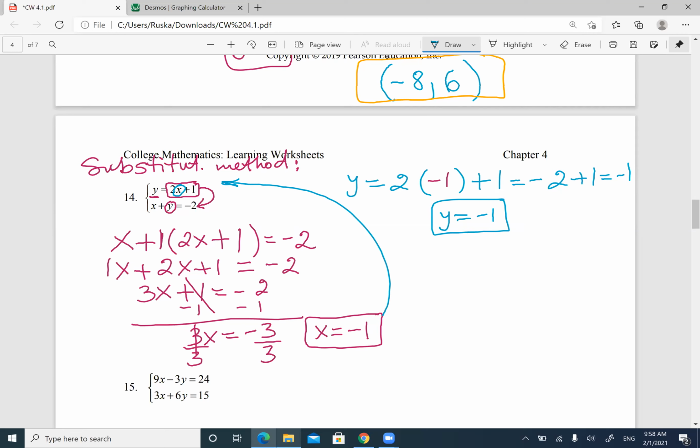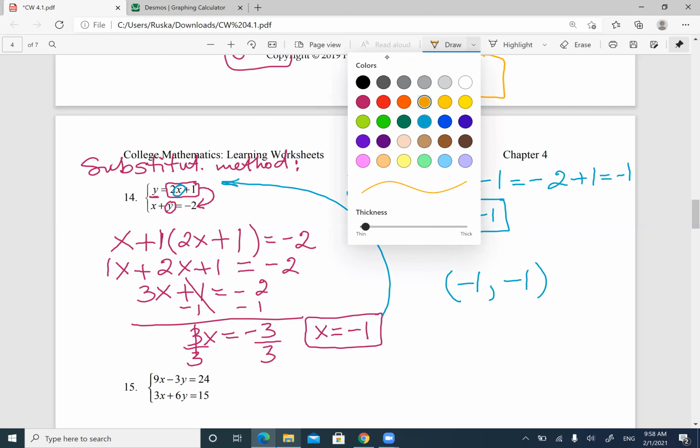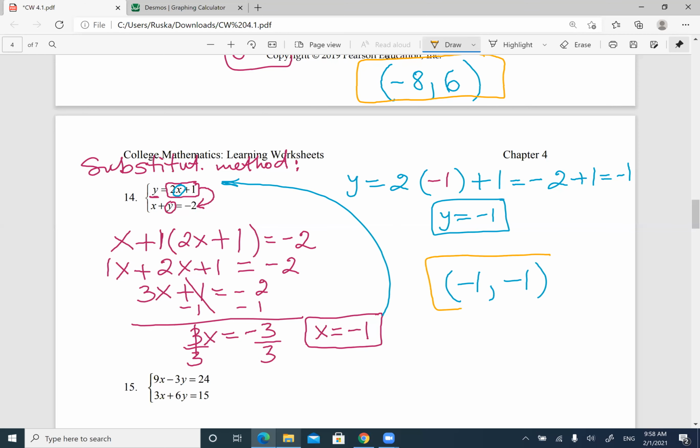Now, what you need to remember when you write your answer, write it as a pair, like coordinates. The first number is always x, and the second number is always y. In this case, they're the same, but remember that always the first number is x, the second is y. So my final answer is (-1, -1).